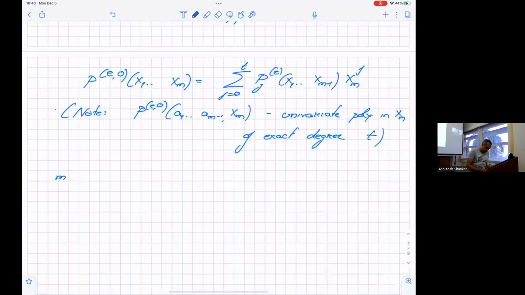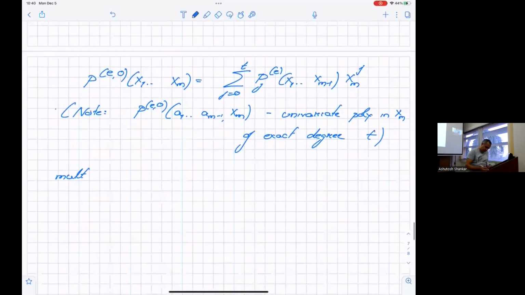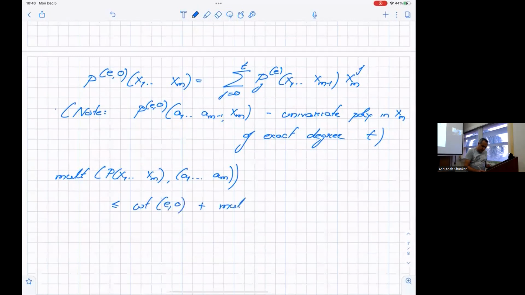So once again, now I wanted to relate multiplicity. The multiplicity of p of x1 to xn, I want to understand this at the point a1 to am. I want to say this is at most the weight of (e, 0) plus the multiplicity of P_E0. This is just that the multiplicity of a derivative is at least the multiplicity at that point minus the weight of the derivative. This is just the first calculation we have done.